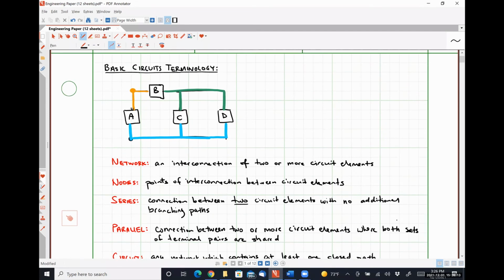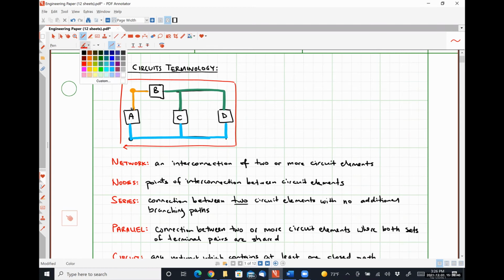So let me get 4 different colors here. Oh, I guess only 3. So the loop that I just talked about would be this guy, right? Effectively just going around the perimeter of the circuit. That is a closed path, so it is a loop.